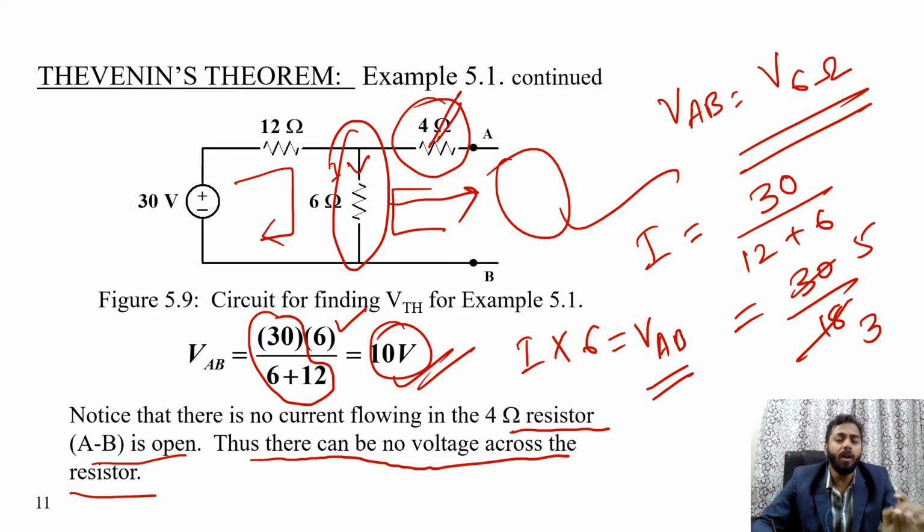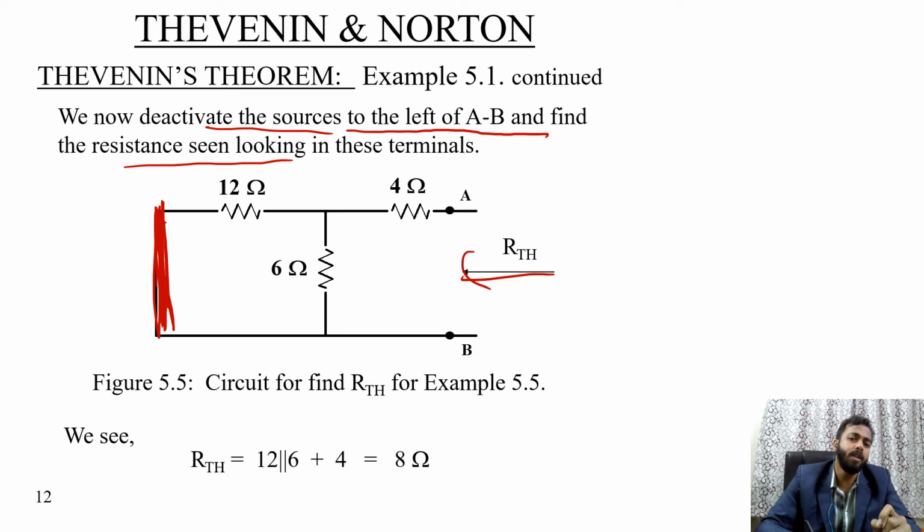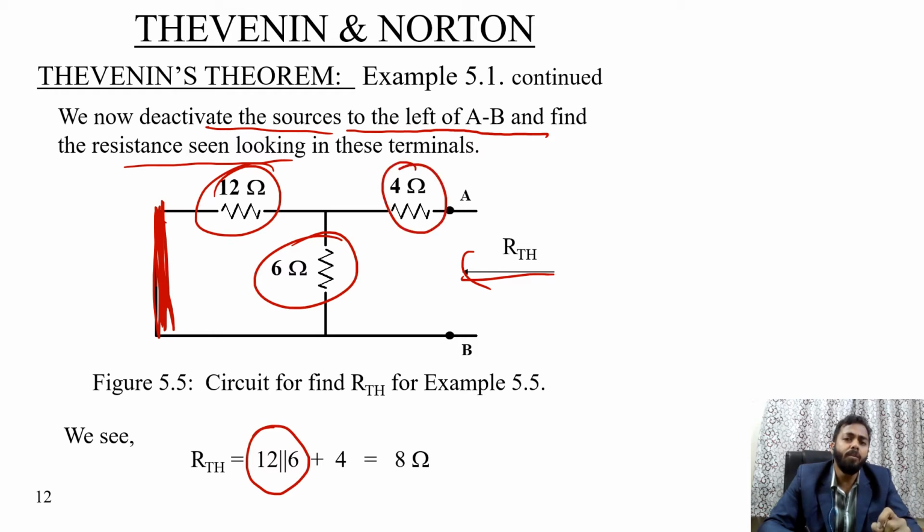So now you have to find out the Thevenin's resistance. For that you have to deactivate the voltage source. So now we deactivated the voltage source. We are just short circuiting the voltage source here. You can see that we deactivate the source to the left of A and B, and we find the resistance. Now, if you see the resistance from this side, the 12 ohm and 6 ohm are in parallel, and that is in series with the 4 ohm resistance.